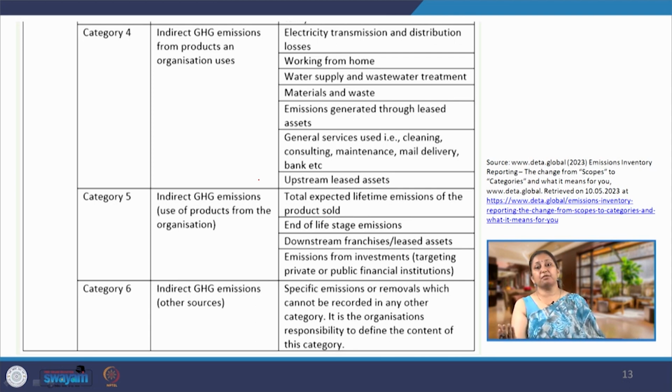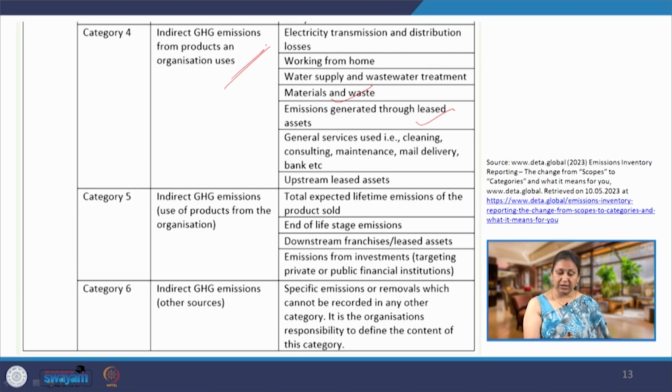For example, if we have a restaurant, the kind of food products that are going to be used, whether we are using more raw products or more processed products, that choice itself will come under this category 4 emissions. So, the emissions which result from materials and waste generated through leased assets, working from home. If people are working from home and the offices are not working, even then the scope 3 emissions emitted from home because of the employee working from home will also go into this category 4.